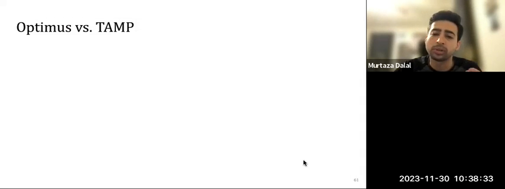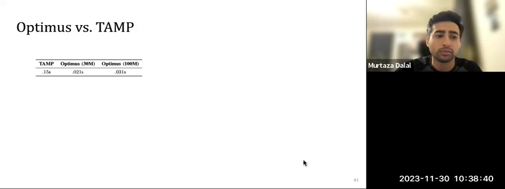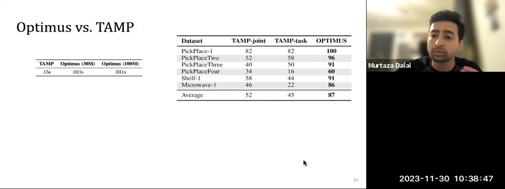Now for a slightly cool comparison, we find that Optimus actually can outperform the TAMP supervisor itself, being much, much faster to execute, 5 to 7.5x. And the policy performance actually improves over the supervisor by 30%.